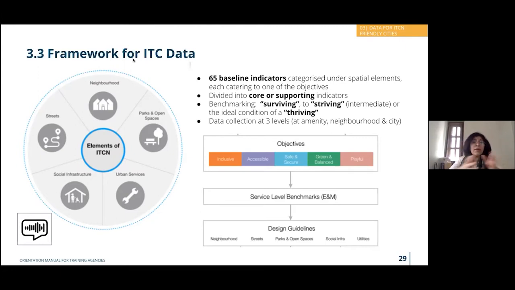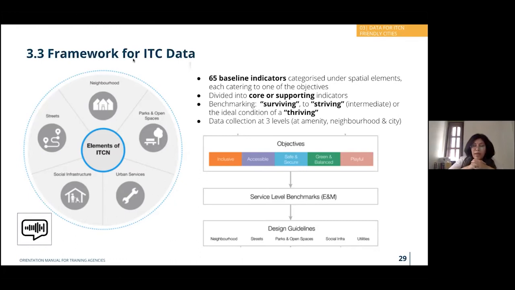What do they mean? Surviving means yes, it is happening, right? There are young children and their caregivers, and somehow they are surviving in whatever environment. There is not a lot of focus on their needs, right? That is the basic, which is surviving.